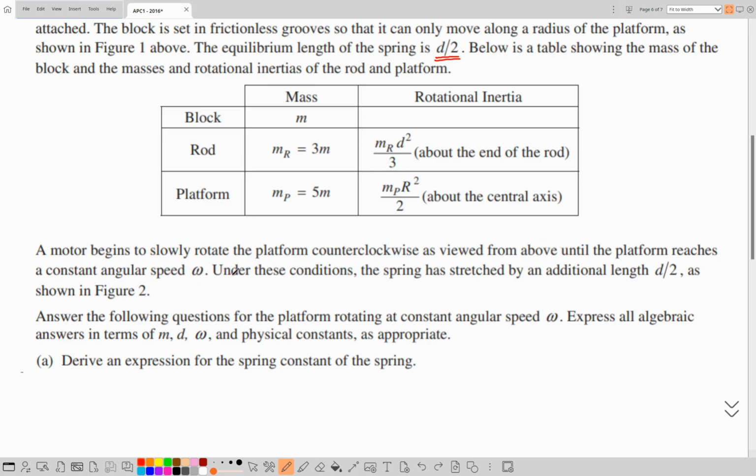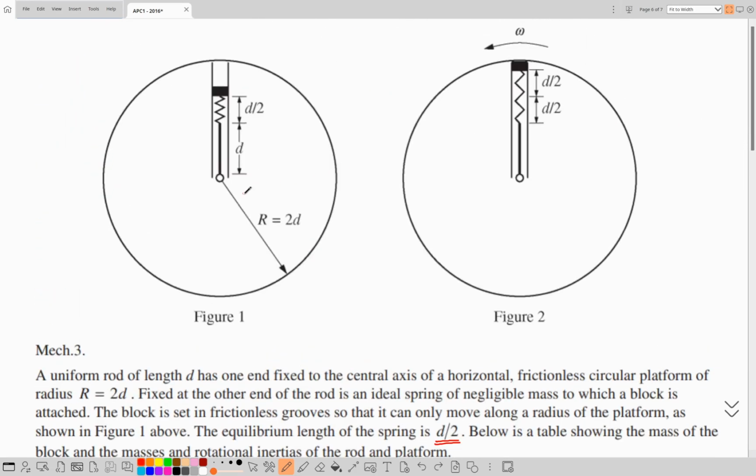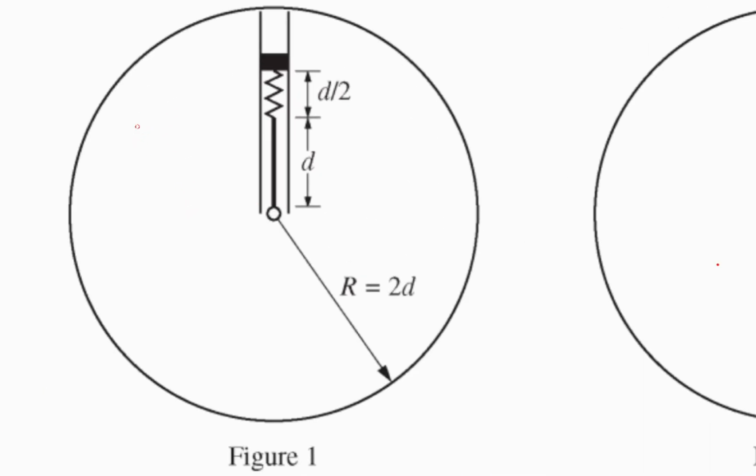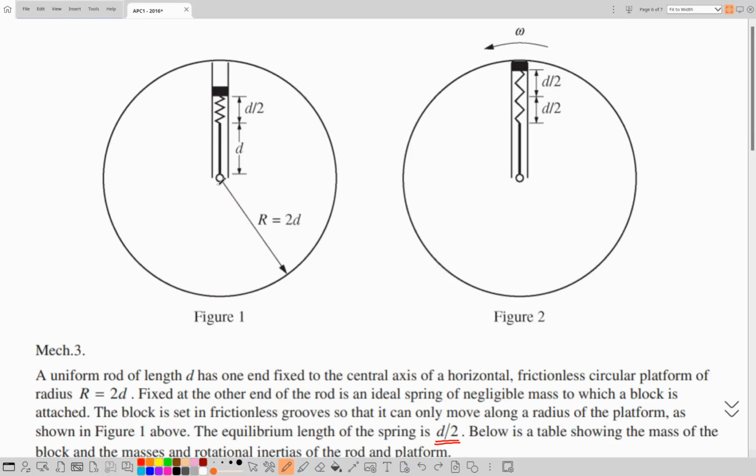A motor begins to slowly rotate the platform counterclockwise as viewed from above until the platform reaches a constant angular speed omega. Under these conditions, the spring has stretched by an additional length d over 2 as shown in figure 2. Now they mentioned figure 2, so we can use it. So initially, and remember this is a horizontal configuration, so these two figures are top view. Then we cannot represent easily the pull of gravity in this case of the block. The pull of gravity would be represented down into the page, and the normal push would be up out of the page, and they cancel each other because remember this is a horizontal configuration.